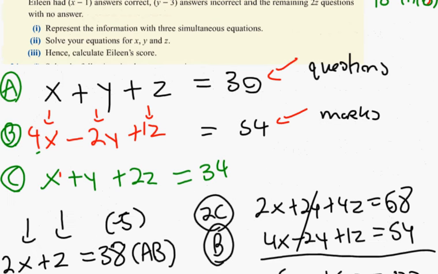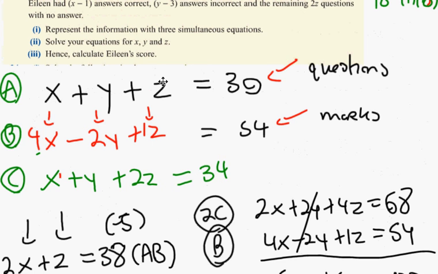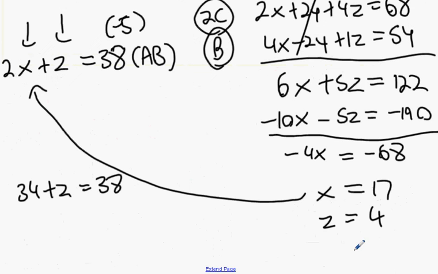Then you plug both of those into the top equation. See, x plus y plus z. 17 plus 4 plus y has to equal 30. So y equals 9. And there you go. There's your 3 answers there.